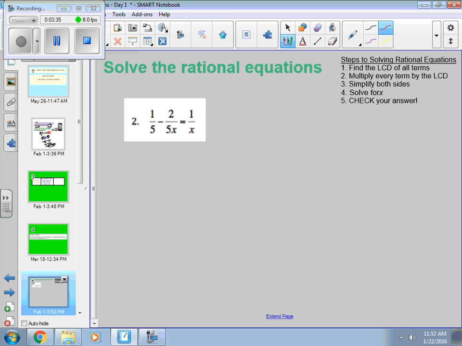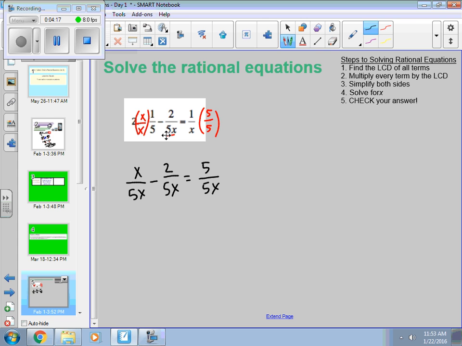Looking at this, 5x and x, it looks like 5x is the least common denominator. However, the first fraction and the last fraction don't have that. So we're going to start by doing some multiplying. We're going to multiply this by 5 over 5 to make that a least common denominator of 5x. The first fraction needs an x, so we're going to multiply that by x over x so that it's the same thing. On that first one, 1 times x is x in the numerator. On the bottom, 5 times x is 5x in the denominator. We didn't do any multiplying to that second one. On the last one, 1 times 5 is 5 on top, and 5 times x is 5x on the bottom.